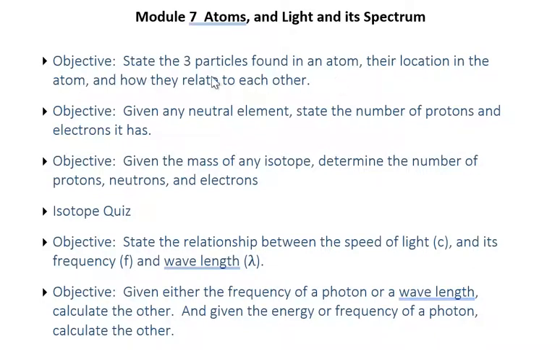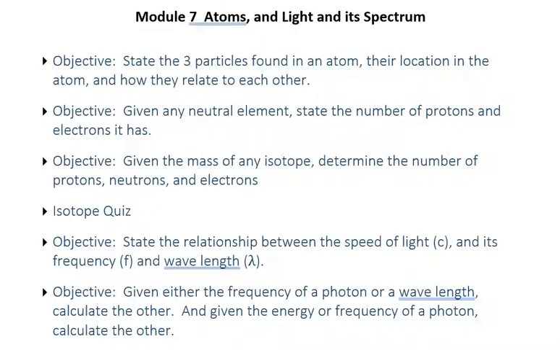The second objective is that if I give you a neutral element, all I mean by that is if I say the carbon atom or the hydrogen atom or the phosphorus atom, whatever it is, I want you to state the number of protons and the electrons that it has associated with it. And that's going to be read straight off the periodic chart of the elements. There's nothing you're going to have to memorize about that. That's just going to be reading it.